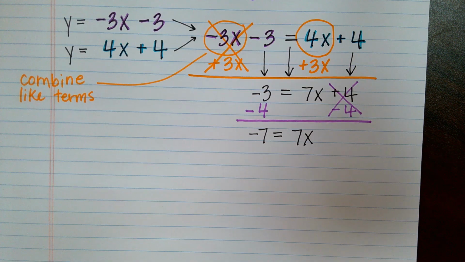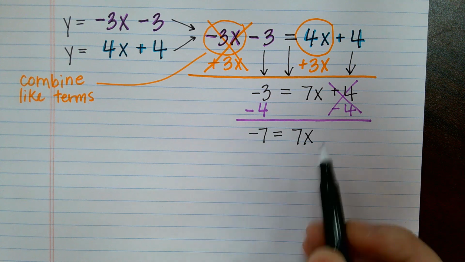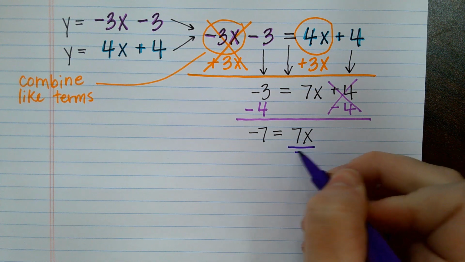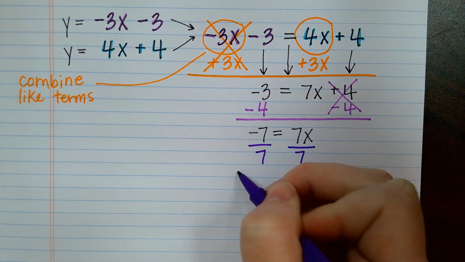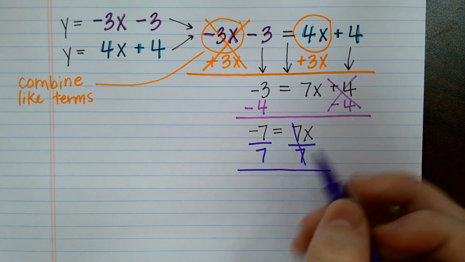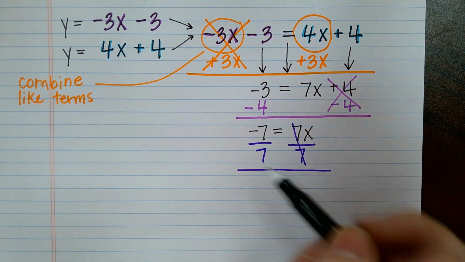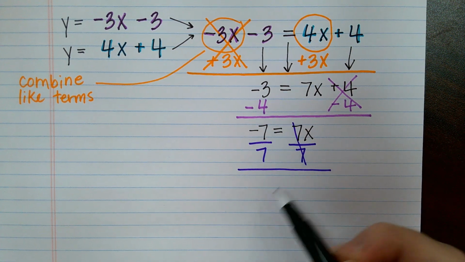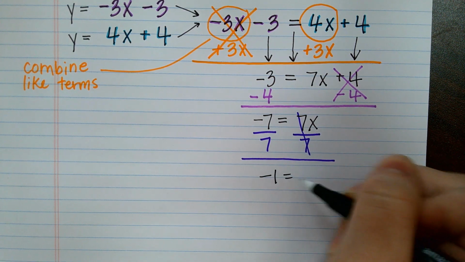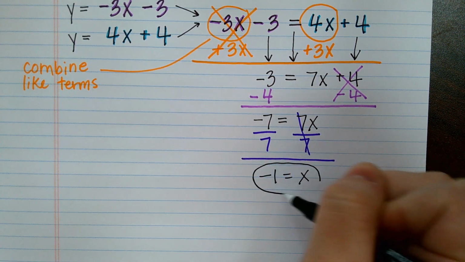Good. And what's my last step here? Divide by 7. I did the opposite way. That's okay. Either one will give you the same answer. My 7s cancel. -7 divided by +7 is -1. -1 equals x. Your x is -1.